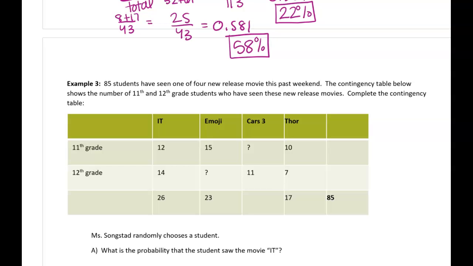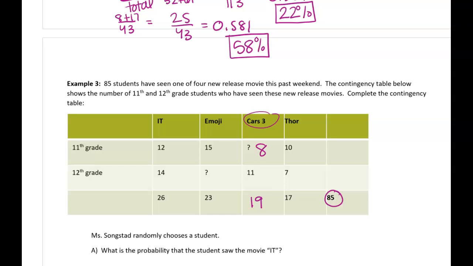So let's see. We know our total right here is 85. So if we take 85 and subtract out 17, 23, and 26, we get 19. So we're kind of just working backwards here. If we know the total for Cars 3 is 19, and 11 of those were 12th graders, this has to be 8.